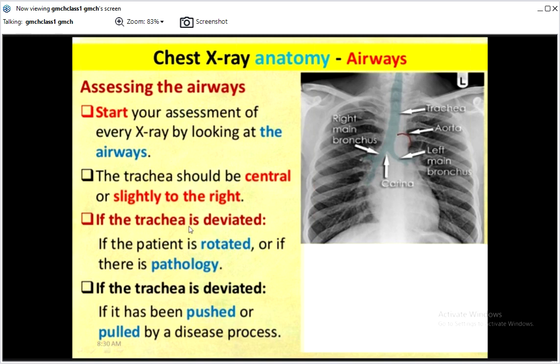If the trachea is deviated, what can it be? Either the film is rotated, the patient is rotated. If it is a centralized film, then there can be some pathology, or it can be deviated. If deviated, then either it is being pushed by some structure, or some disease process is pulling the trachea. Okay.